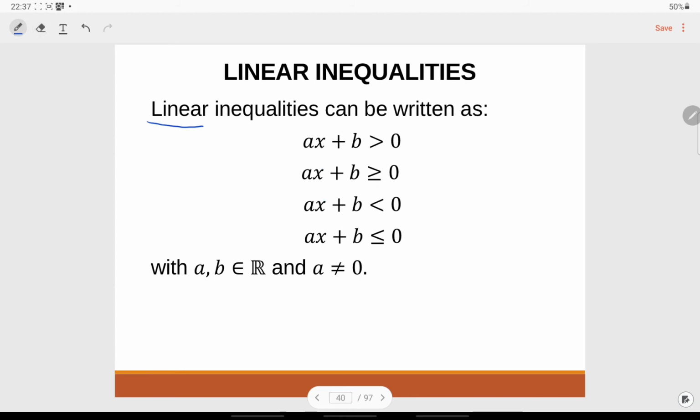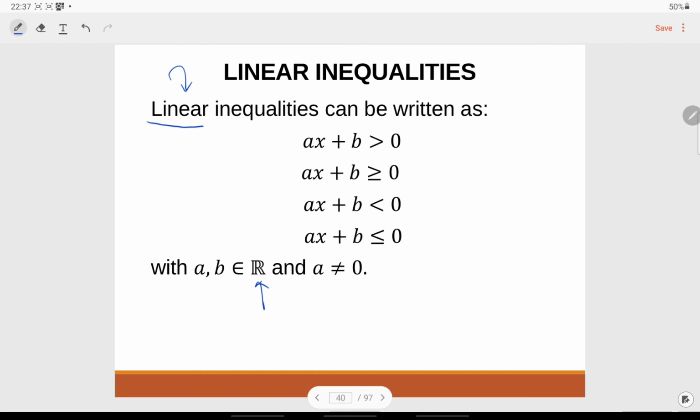Okay, just write the x. So we know the power is equal to 1. So we have ax plus b greater than 0, greater than or equal to 0, less than 0, and less than or equal to 0, where a and b can be any real number, and we need to make sure that a is not equal to 0 to maintain the linearity.